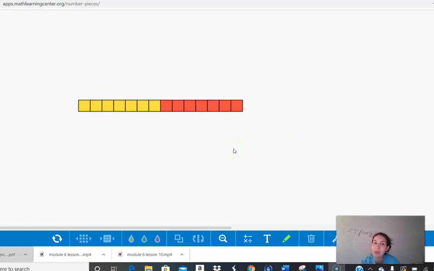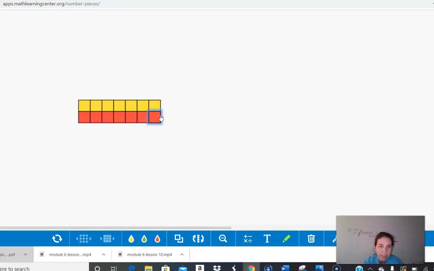And now I would like to use these 14 tiles and put them into 2 rows. So I'm going to take from the end and I'm going to move it down here. You might also think about a doubles fact that you know that equals 14. That might help you solve this. There's 2 rows, which means 2 of a number equals 14. I've just changed the color to make it a little easier for us. I know that you probably have all one color of whatever you're using. That's okay. So now we have 2 rows, and there are 1, 2, 3, 4, 5, 6, 7 in each row.